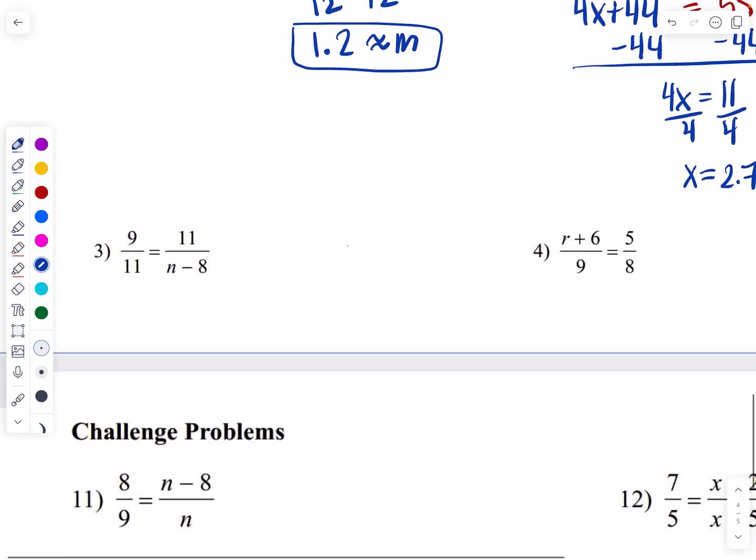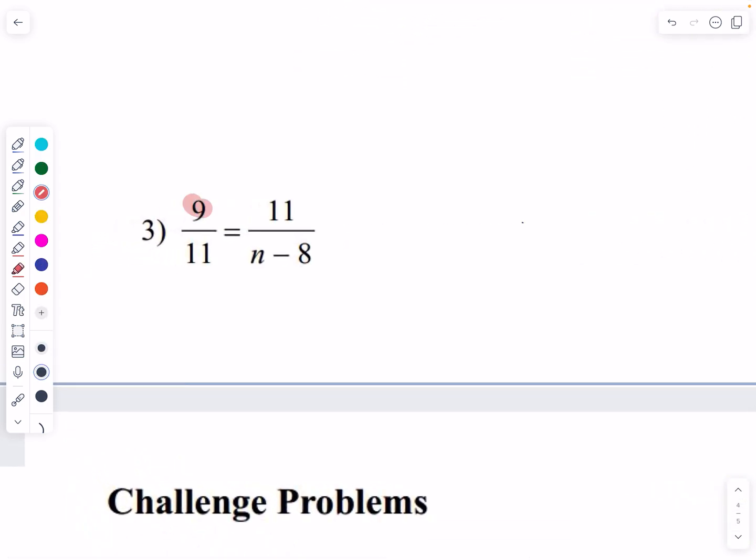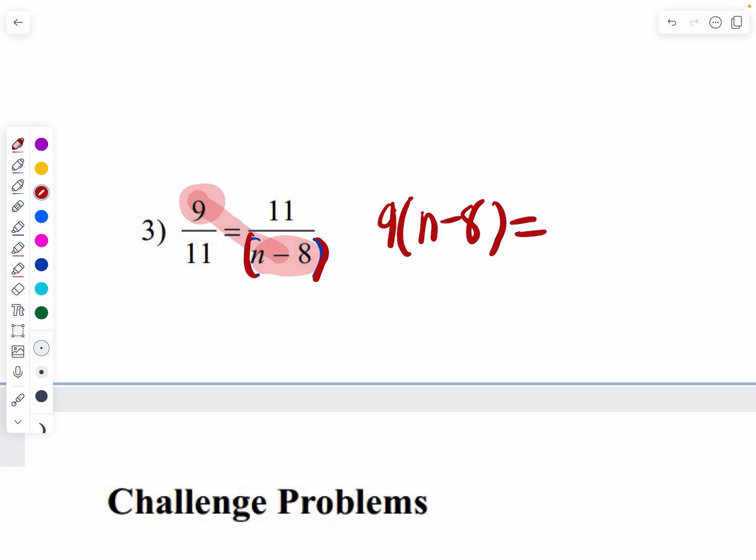Okay, let's do that again. We're going to cross multiply 9 times n minus 8. Make sure you put that in parentheses. So that's going to be 9 times (n minus 8) is equal to 11 times 11. 11 times 11 is 121.